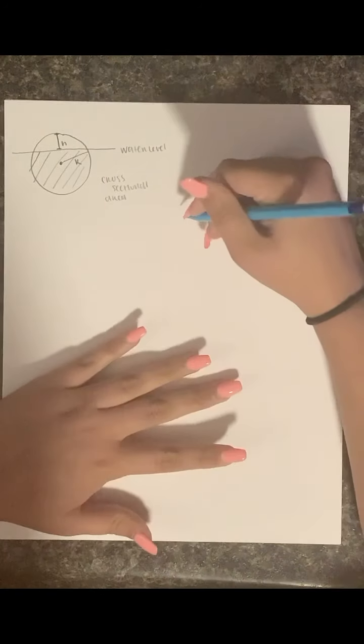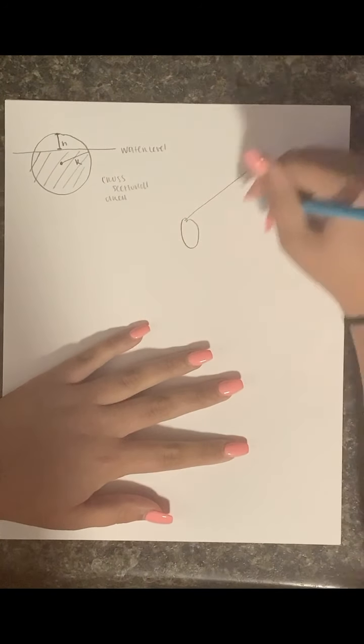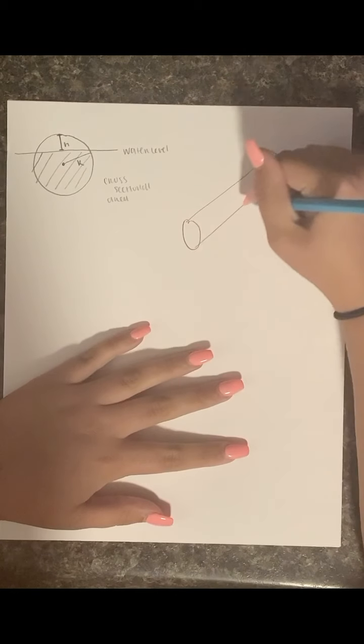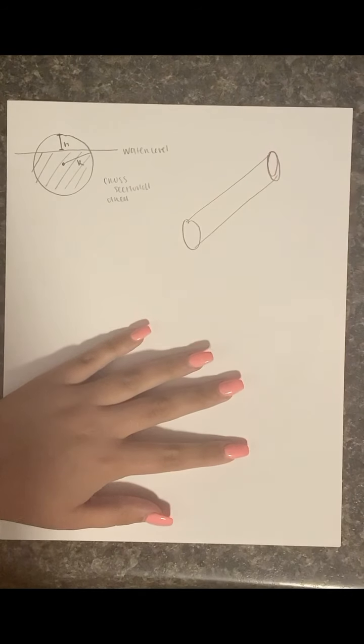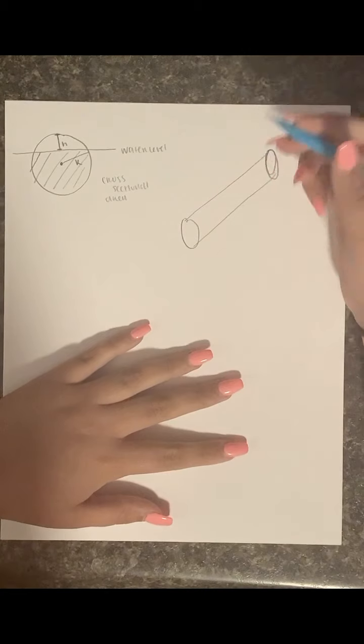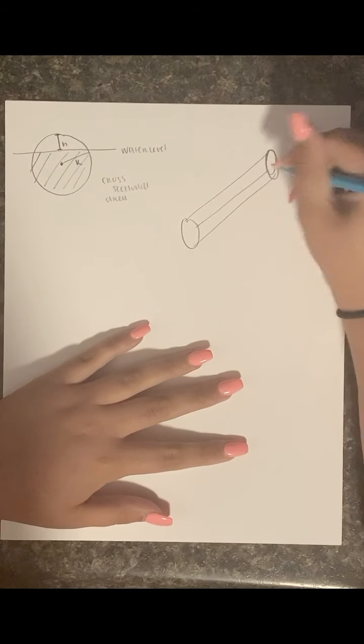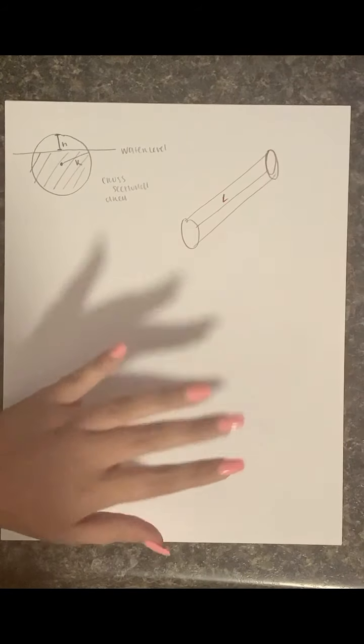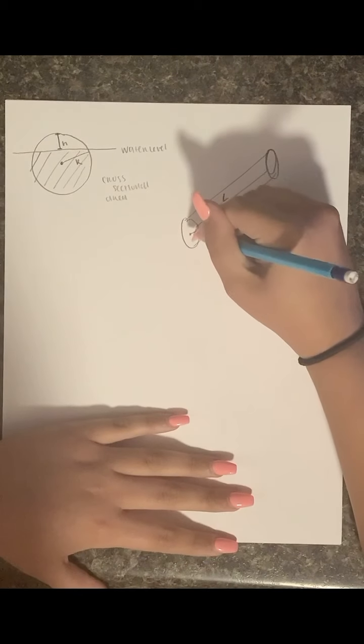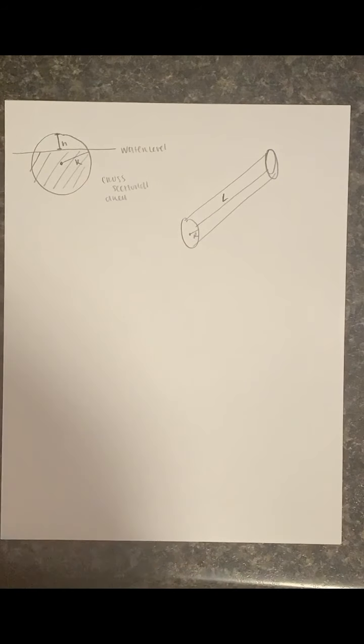So another way is also to look at it from the side, and therefore to look at it this way, it gives you a better definition of what that length L would be. Same thing from here. You have that radius in the middle.